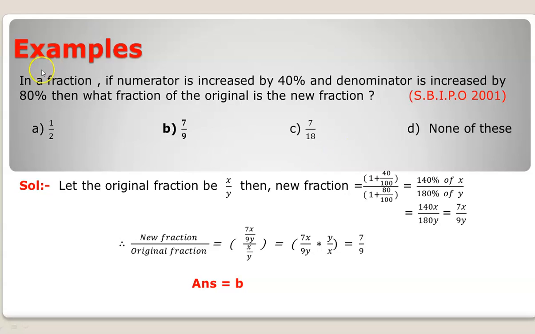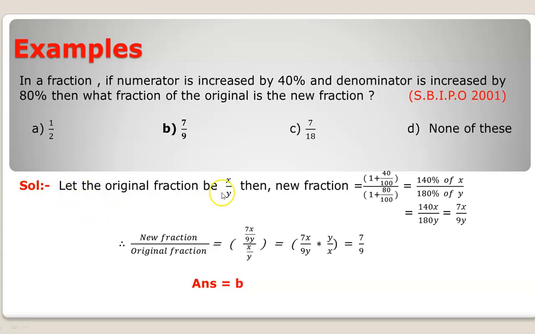Next, in a fraction, if the numerator is increased by 40% and the denominator is increased by 80%, then what fraction of the original is the new fraction? Again, there are four options given here. A is 1 upon 2, B is 7 upon 9, C is 7 upon 18 and D is none of these. Let us see the solution.